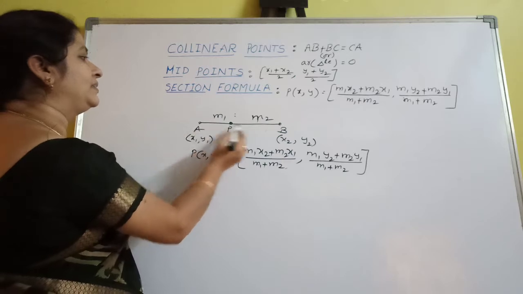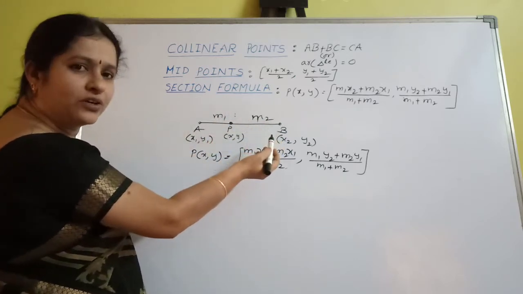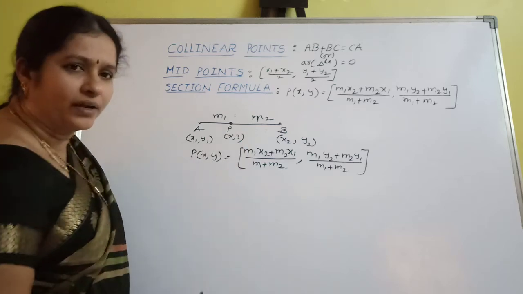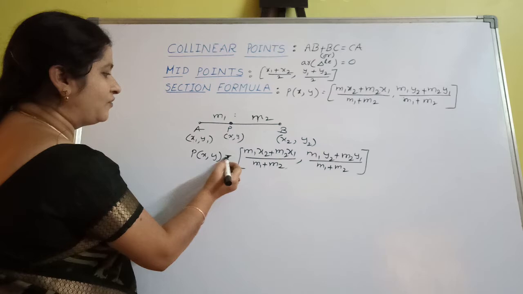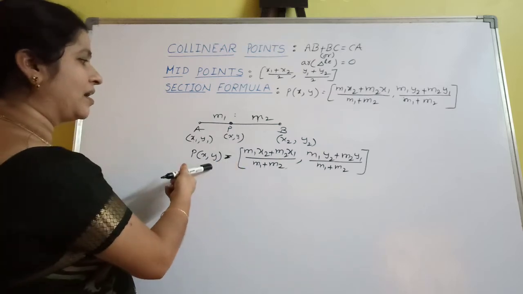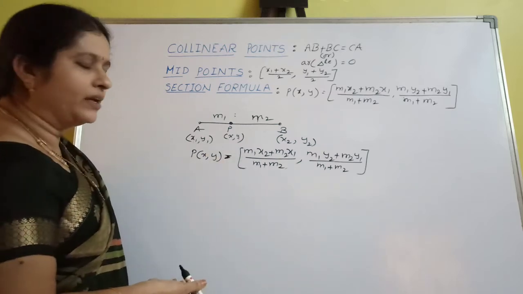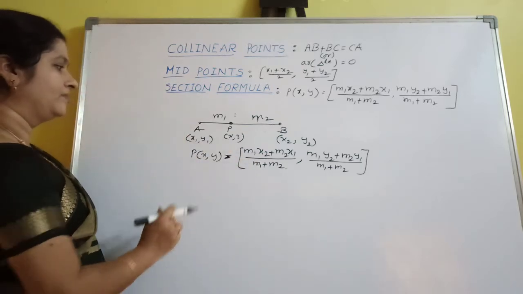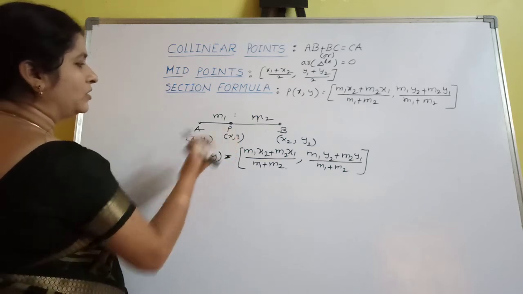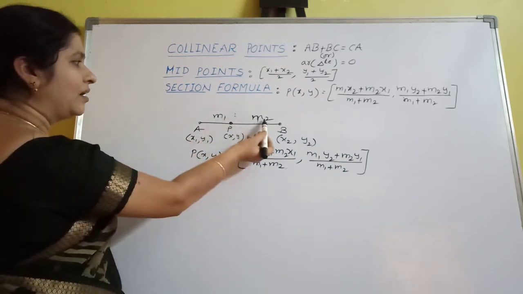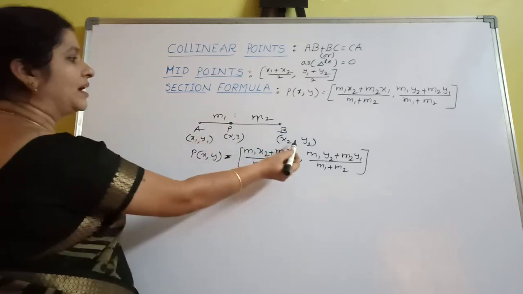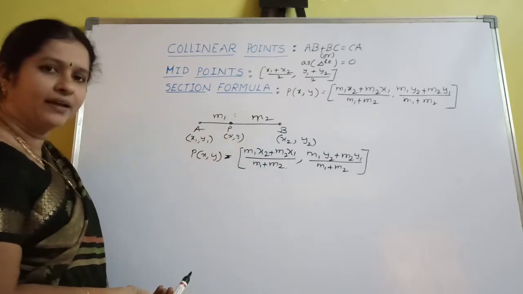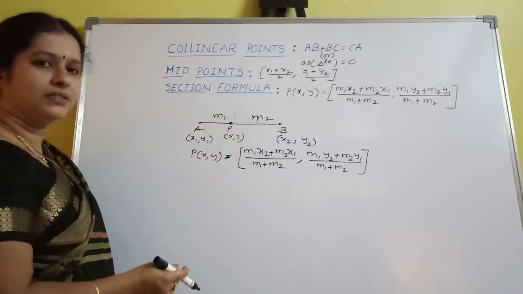A point divides a line segment into m1 is to m2 ratio internally. Internally, how can you find the point? This is the formula to find the point (x, y). Okay, it is also very important. By using this formula, we can do so many examples in your textbook. Sometimes the question may be like this: find the ratio. Two points are given and the dividing point is also given. Find the ratio of the dividing point. These are two model questions.